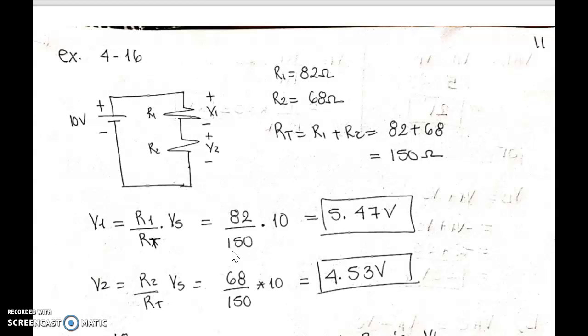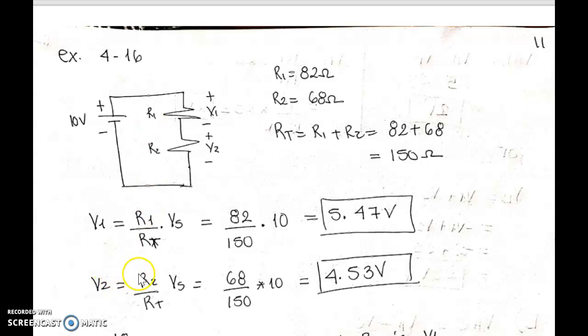In example 4-16, we have R1 to be 82, R2 to be 68, and they're asking us to find V1 and V2 using the voltage divider. So my R total is 150. For V1, I can use Ohm's law, I can find the current, and then from the current, I will have to multiply the current times the resistor to get the voltage.